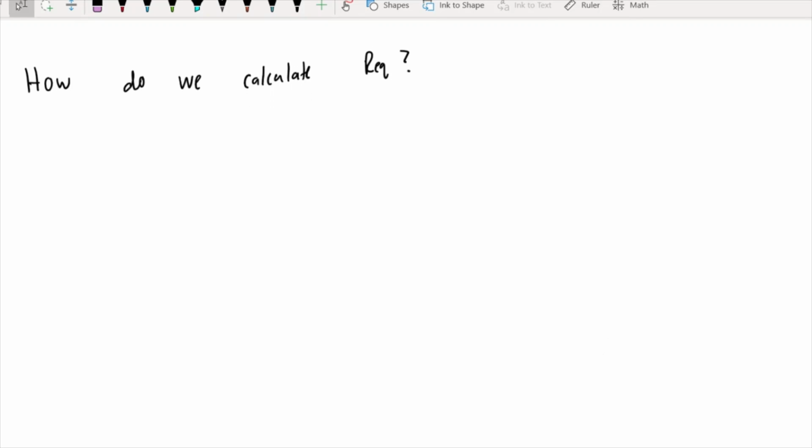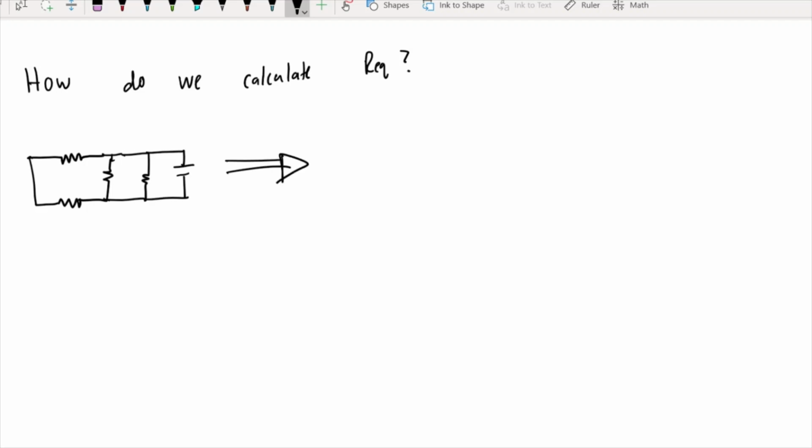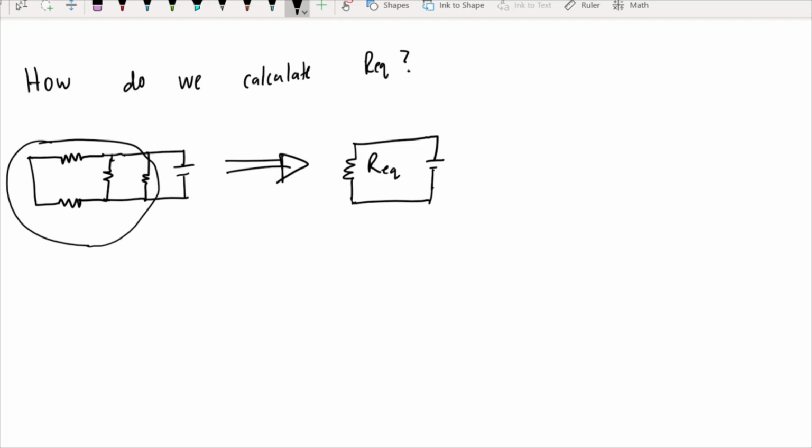Okay, so what R effective is essentially, if you have a bunch of resistances in a circuit, like you could say like that, for example, right? And then let's just say you have a battery right there. R effective is just the one resistance that is representing all of these resistances combined in one circuit. So the circuit can be represented like this through the R effective. Now, how do we calculate R effective?